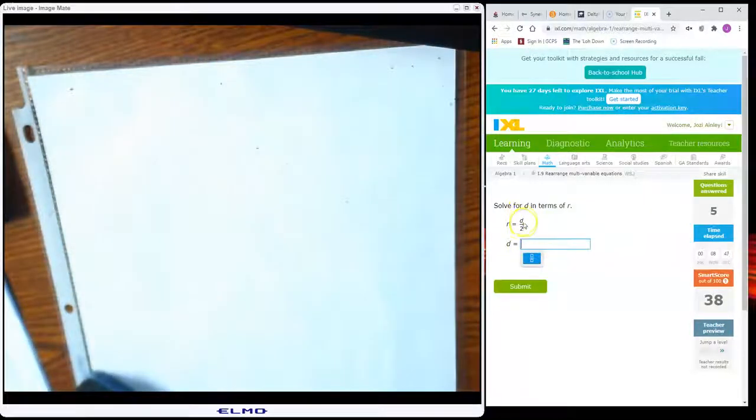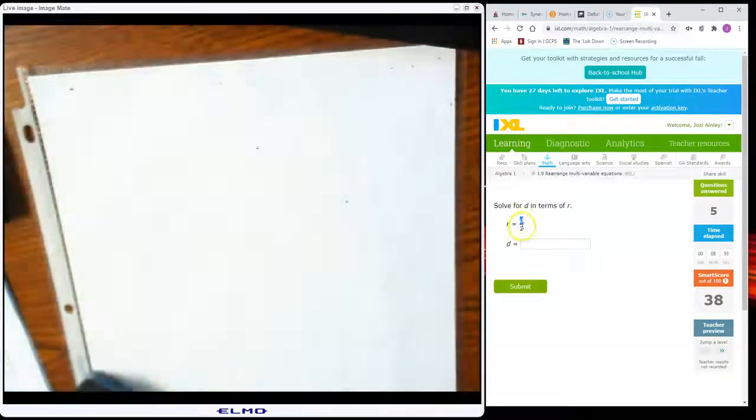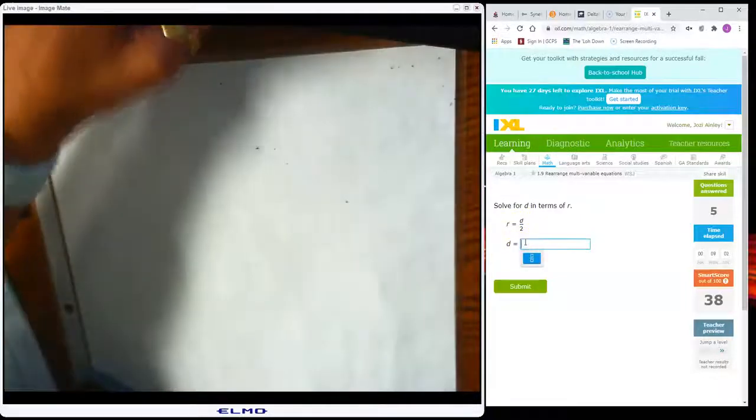All right, solve for d. So d by itself. So again, you highlight d. So what's bothering that? Divided by 2, right? Divided by 2 crosses the river. It changes from divided by 2 to multiply by 2. So d equals 2 times r, or 2r.